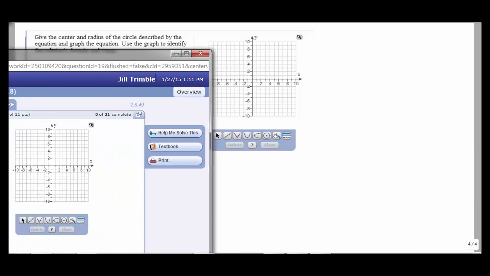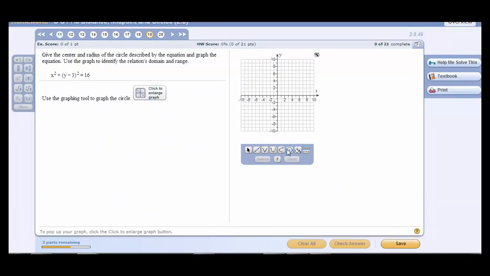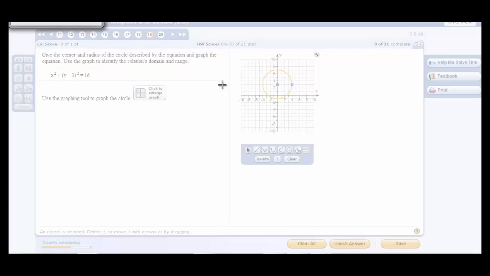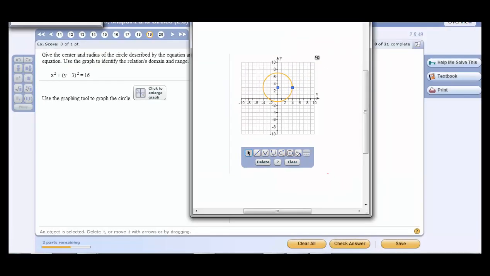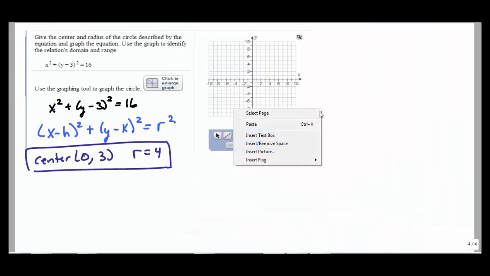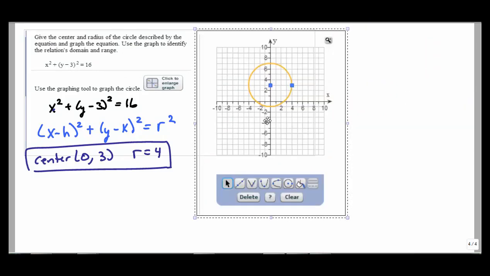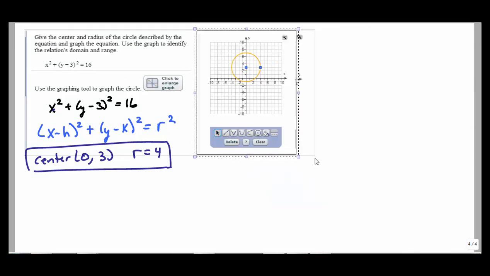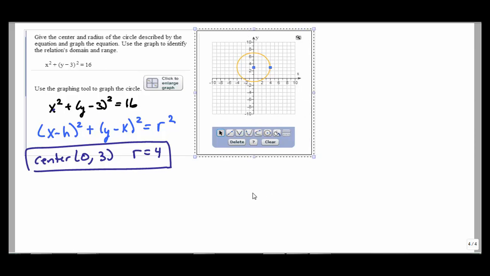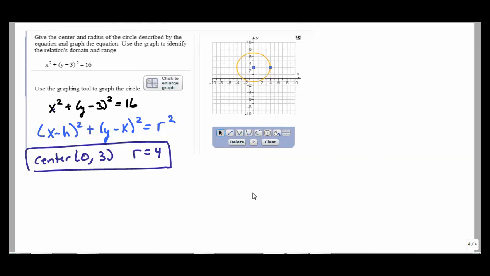So let's go ahead and pull in MyMathLab, and again, we're going to choose the circle tool, and we'll do 0 over, 3 up, because that's my center. My radius is 4, so I'll go out 4 units. 1, 2, 3, 4. And so there's my graph. Let's go ahead and copy this graph, and then we'll also talk about the domain and the range. I'll just copy up the blank one. Cover that one up. Okay, so there's a picture of my circle.